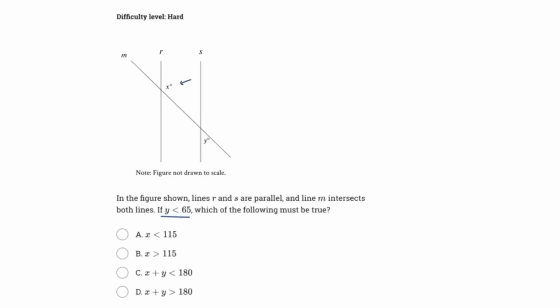Because it says Y has to be less than 65, and which of the following must be true for all values of Y, we could just plug in a random value for Y. So let's just call Y 64 degrees, because that satisfies that condition. So now we know that this Y right here is 64 degrees. The angle opposite of that is a vertical angle, so this is also 64 degrees. This 64 degree angle and angle X are consecutive interior angles, and so they are supplementary. They have to add up to 180 degrees.